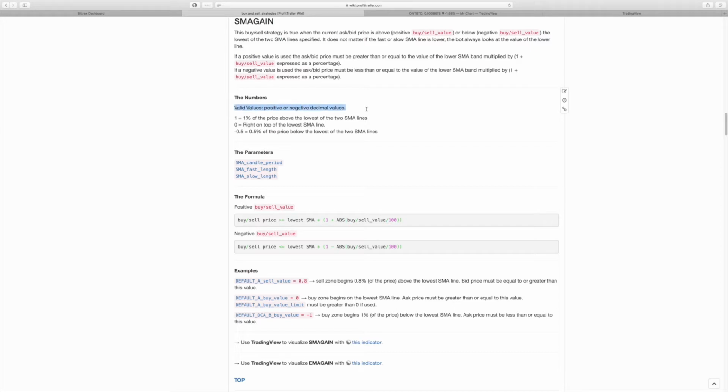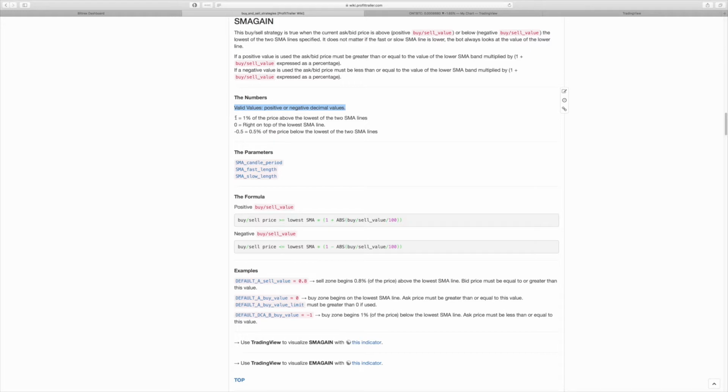So the valid values are positive or negative decimal values. This is not range bound, so you have an unlimited range to use. Just bear in mind, chart it so you understand what the difference between a 0.5% difference from the SMA line is versus a 1% difference from the SMA line or EMA line, whichever one of these you're using. That gives a very good visual of what your chart is actually going to look like, where the bot is going to try and buy and sell.